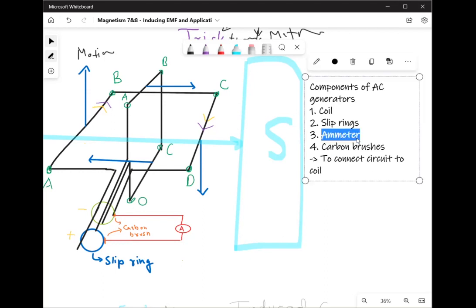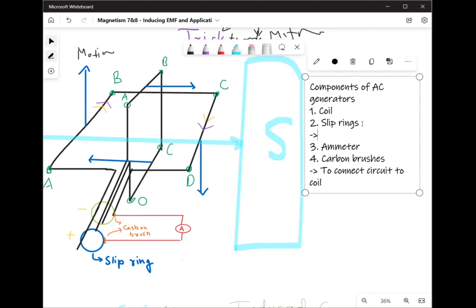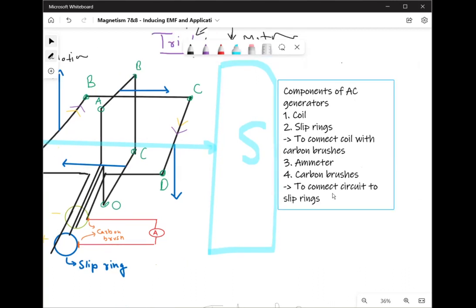The use of the slip rings is to connect the coil with the carbon brushes. Now read it from the top once. Components of AC generator: coil, slip rings to connect the coil with carbon brushes, ammeter, carbon brushes to connect the circuit to the slip rings. Right.